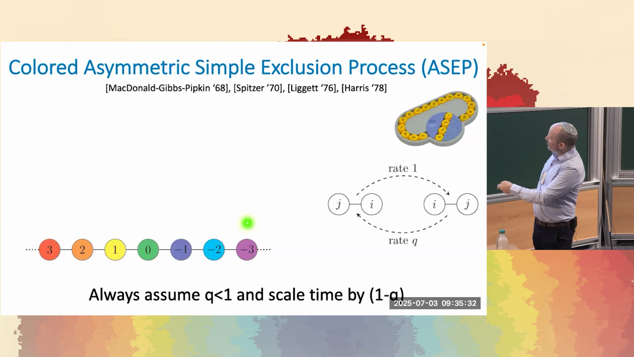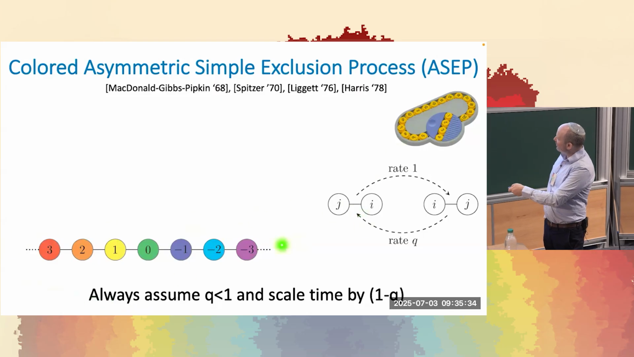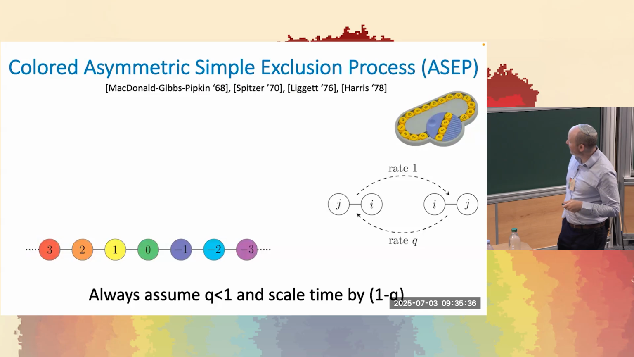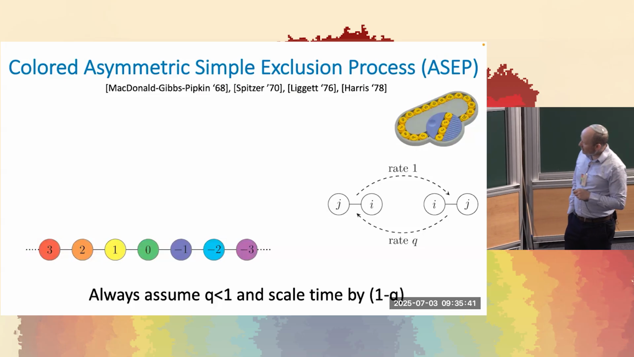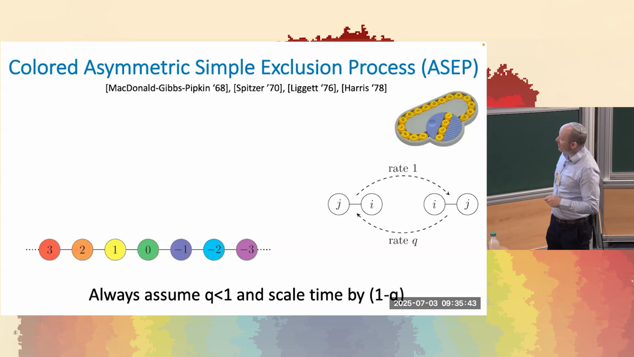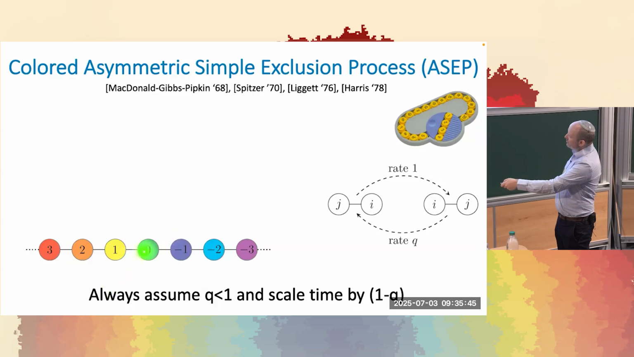So the way that the model works is the following. You have the integer line, and every site can be occupied by a particle. And the particles can have different colors. So here I'm using colors, and also I'm labeling the colors.